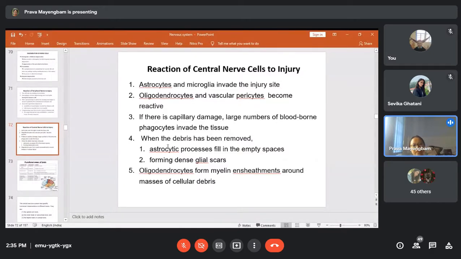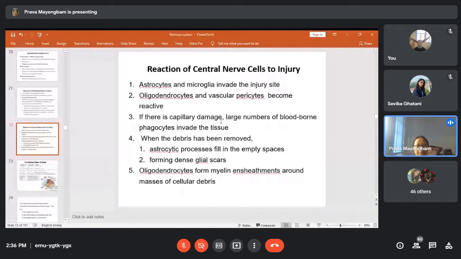Okay, so when the debris has been removed, the astrocyte processes will fill up the empty spaces, forming a dense glial scar. That means due to the migration of more and more astrocytes to kill the invading microorganism at the site of the invasion or the infection, then they will proliferate, they will fill the empty spaces, and they will lead to the formation of a glial scar.